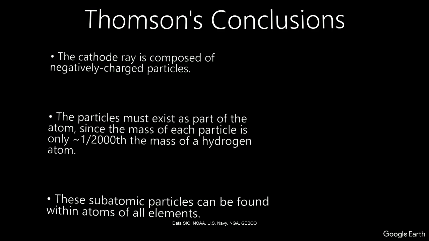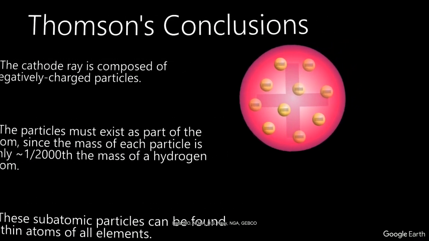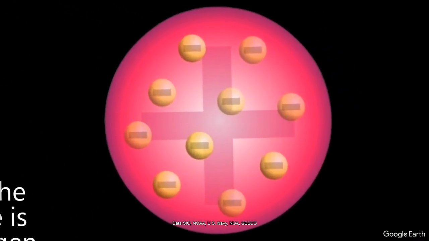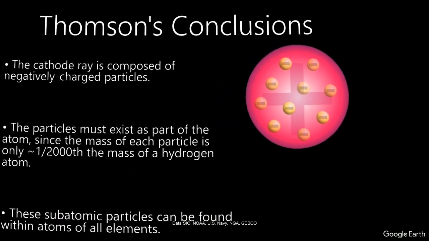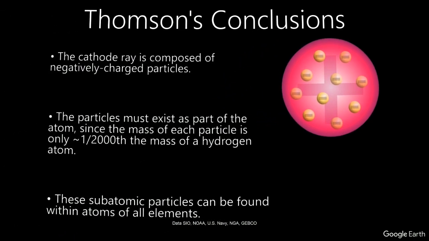Since he knew that the atoms had an overall neutral charge, Thomson theorized that there must be a source of positive charge within the atom to counterbalance the negative charge on the electrons. This led Thomson to propose that atoms could be described as negative particles floating within a soup of diffused positive charge. This model is often called the plum pudding model of the atom, due to the fact that its description is very similar to plum pudding, a popular English dessert.